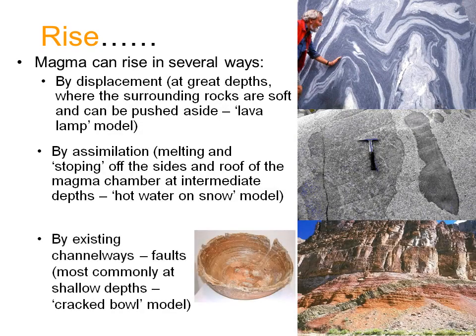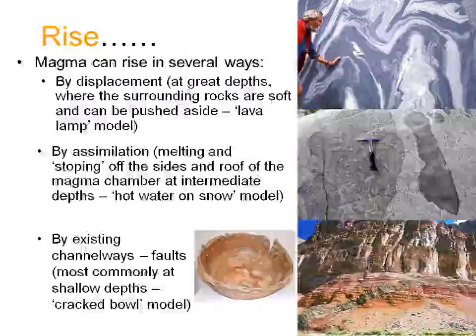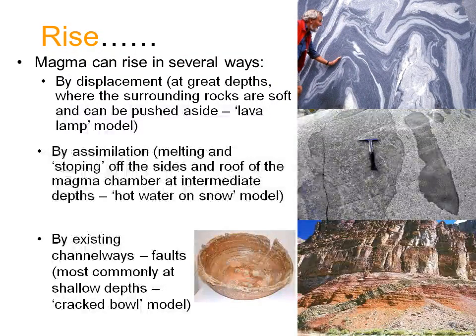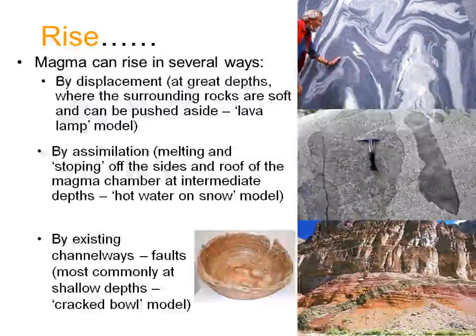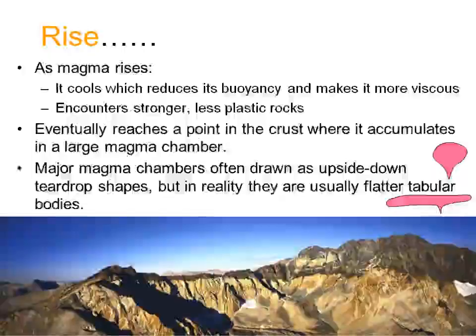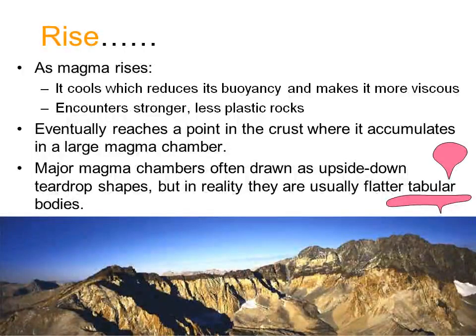Finally, near the surface, where the rocks are too cold or too brittle to allow either of these methods, it relies on finding or forming fractures and then flowing up those, rather like water leaking out of a cracked bowl. But as the magma rises through increasingly cool rocks, it loses its own heat, which in turn causes it to lose its buoyancy and to become more viscous.